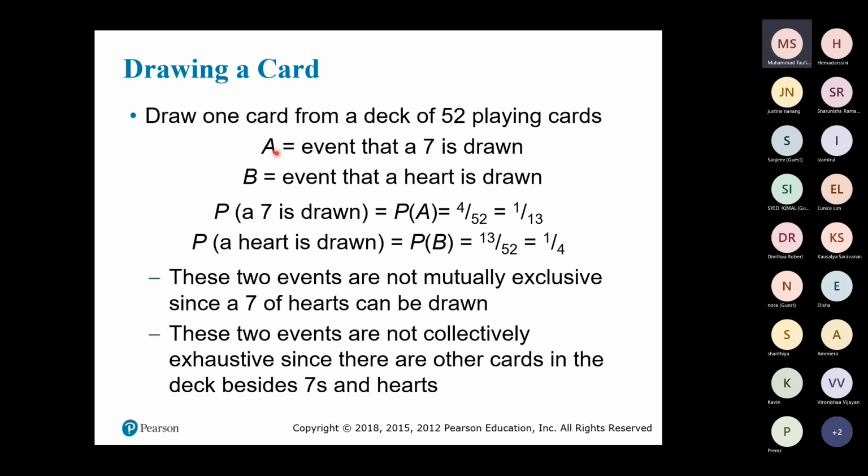So these two events are not collectively exhaustive since there are other cards in the deck besides 7 and heart. This event is not collectively exhaustive because there are other possibilities you can pull from the deck. So this event is not mutually exclusive and not collectively exhaustive.